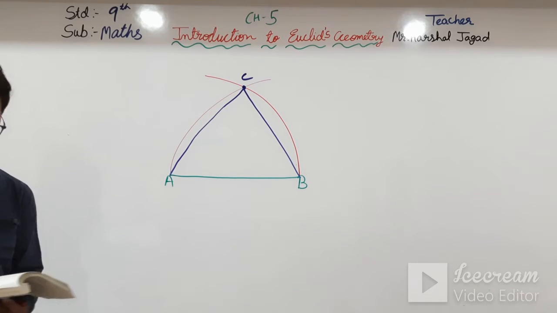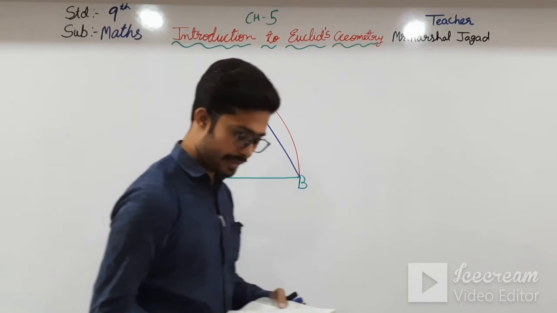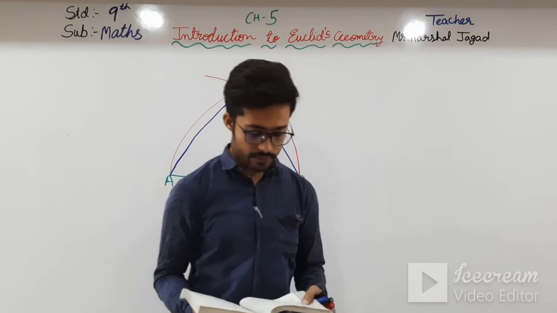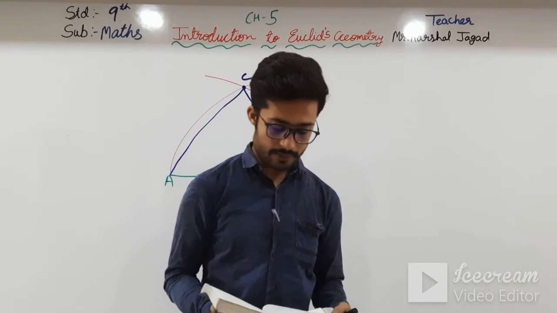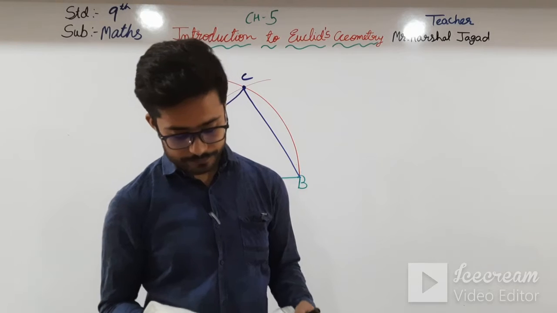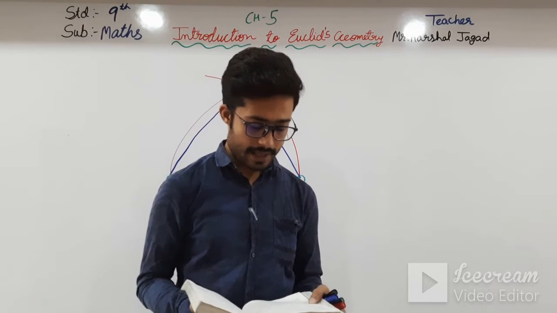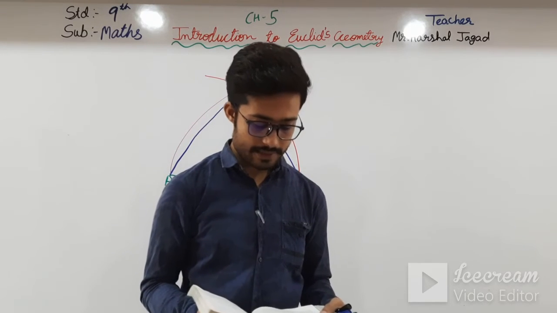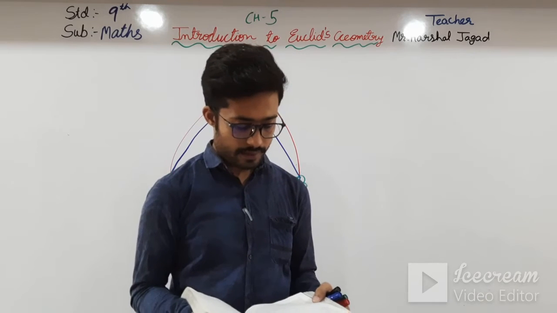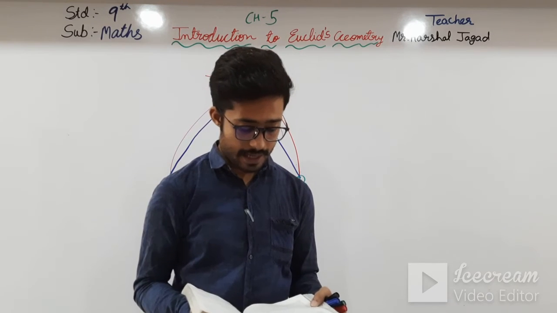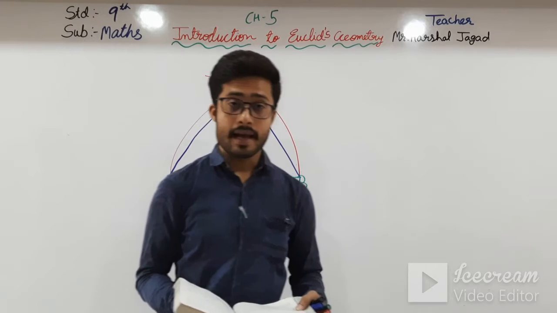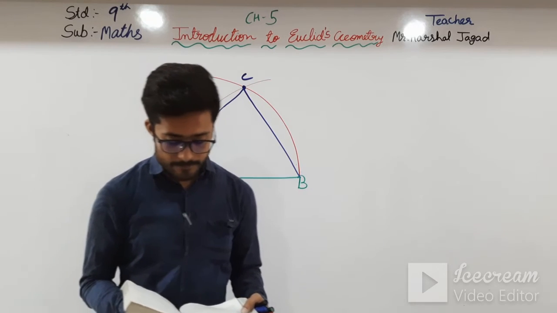And see here, some description is given over here. I am just reading that. Here you need to do some construction using Euclid's postulate. You can draw a circle with point A as the center and AB as the radius. Similarly, draw another circle with point B as the center and BA as the radius.